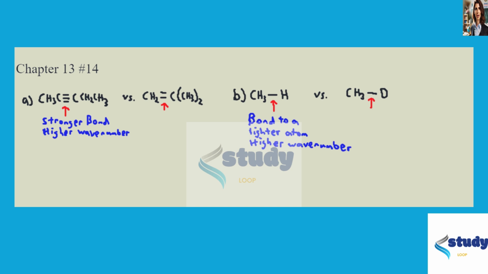This is the answer to Chapter 13, problem number 14 from the Smith Organic Chemistry textbook. And this problem is asking us to consider two sets of molecules and to determine which particular bond in each of the two sets of molecules is going to have a higher wave number by IR.